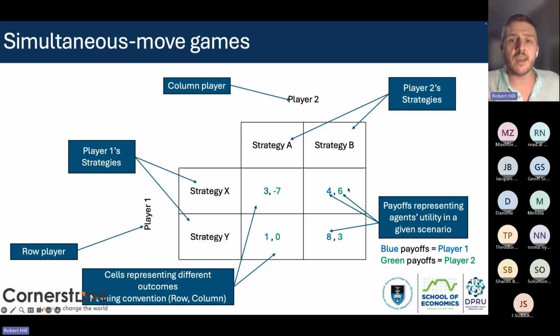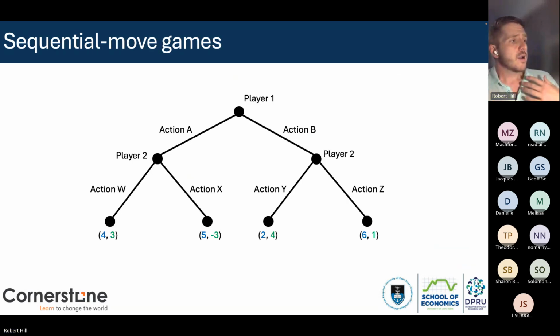And this represents a simultaneous move game where players, for example, are playing rock, paper, scissors. They don't know what the person before them did, right? On the other hand, you've got a sequential move game where players do know what's happening. And this is the tree form that we represent sequential move games in.